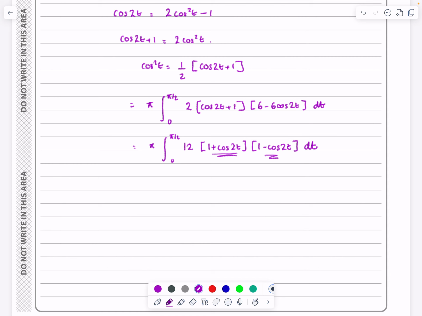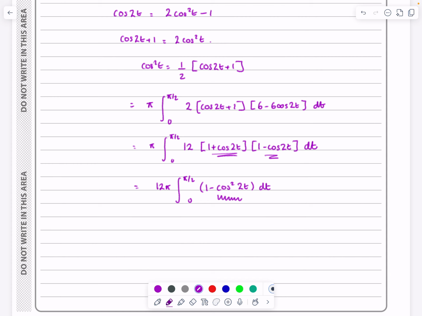So that's actually going to now tidy up to, let's take 12 pi out there, pi over 2 and 0. If you multiply that out, you're just going to get 1 minus cos squared 2t dt. You try it if you need to, and you'll get plus cos 2t minus cos 2t, well, those two things cancel out. So once I've got that, we're now going to be integrating cos squared, and I gave you a hint about how to integrate cos squared just a minute ago.